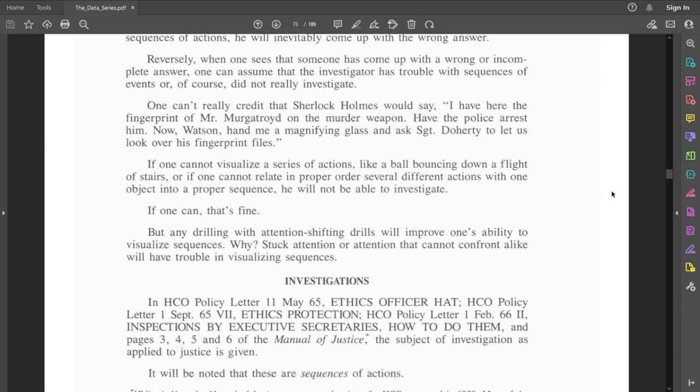One can't really credit that Sherlock Holmes would say, "I have here the fingerprint of Mr. Murgatroyd on the murder weapon. Have the police arrest him. Now, Watson, hand me a magnifying glass and ask Sergeant Doherty to let us look over his fingerprint files."